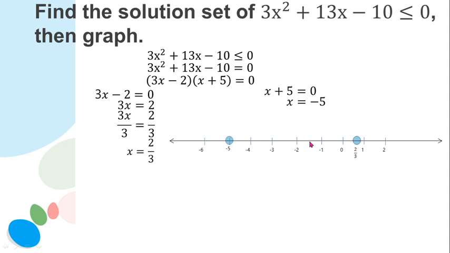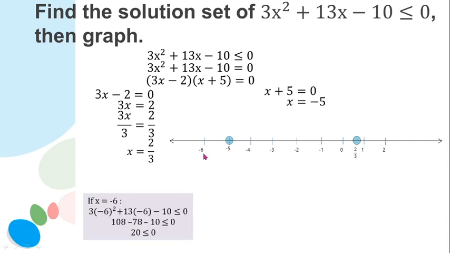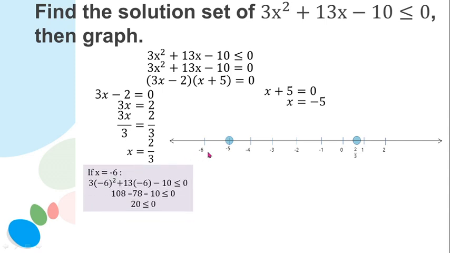So, the number line is divided into 3 regions. We are going to choose a representative from each region. Here we are going to have negative 6. We just use the closest number, okay? But if you want to make use of negative 10, then you can do so. So if x is equal to negative 6, we have to substitute negative 6 for all the x's in the original inequality.